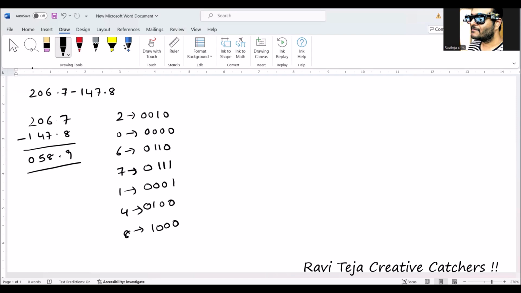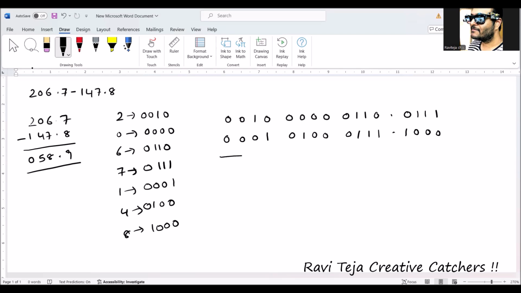Let's write down the number: 2, 0, 6.7 in BCD, and below it 1, 4, 7.8 in BCD. This is the value we need to subtract.